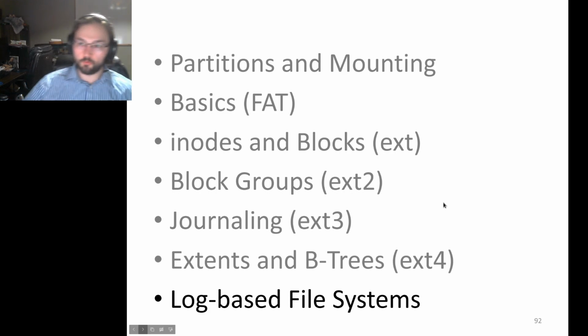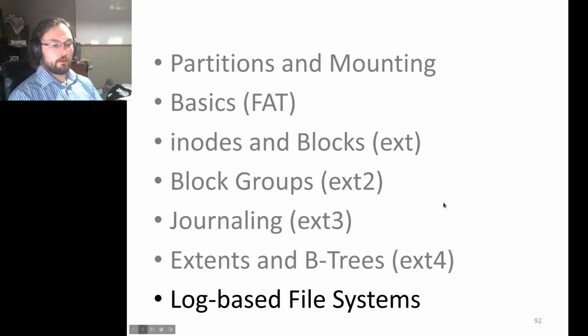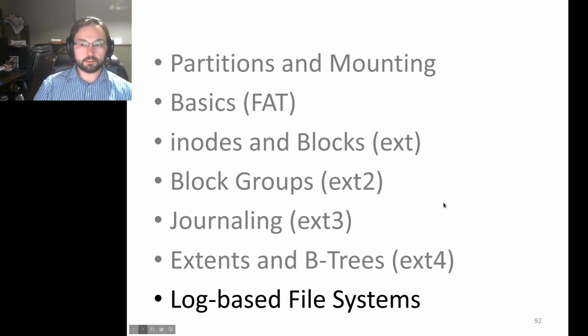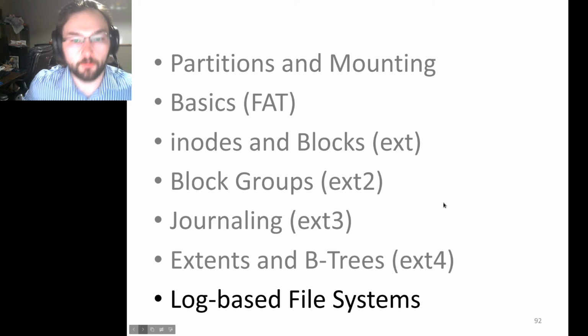Next class, I think we'll be talking about ext style file systems again, but I'll be reviewing them from another perspective because you're going to have to be dealing with them for the homework.